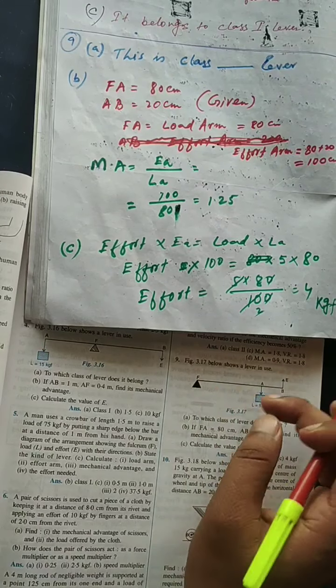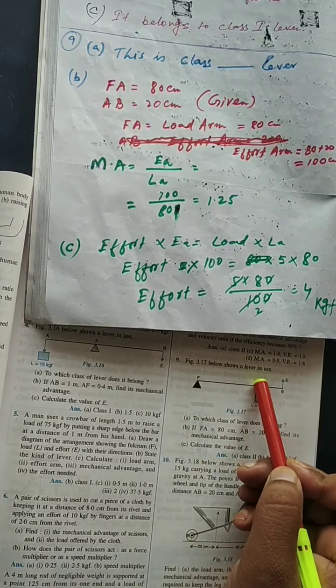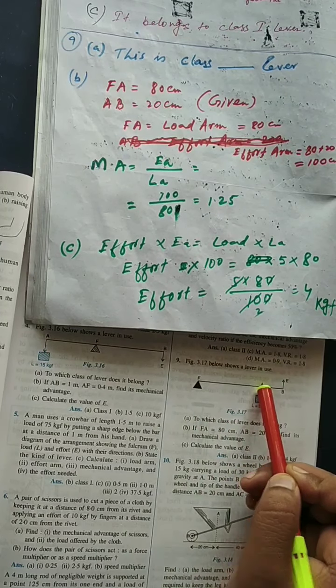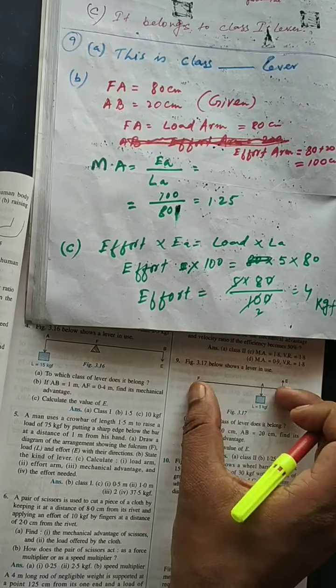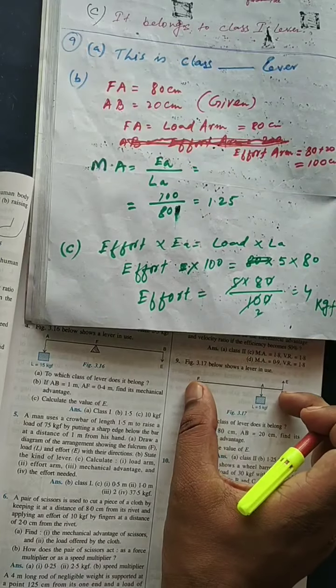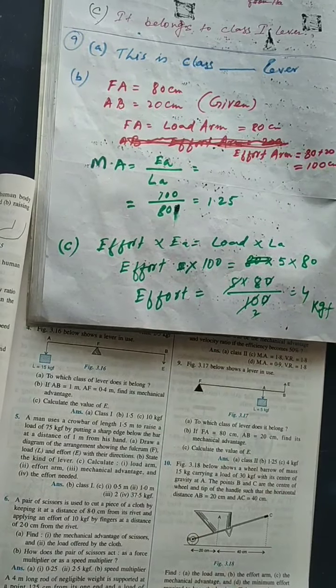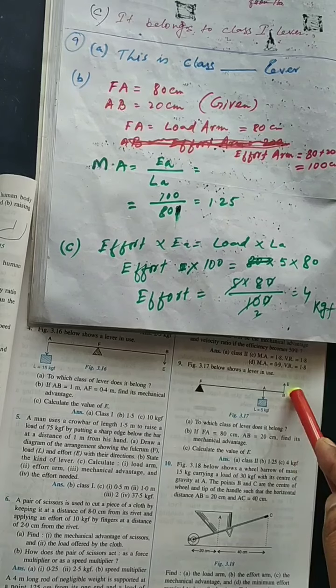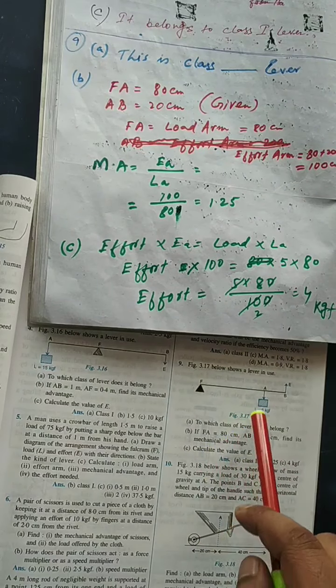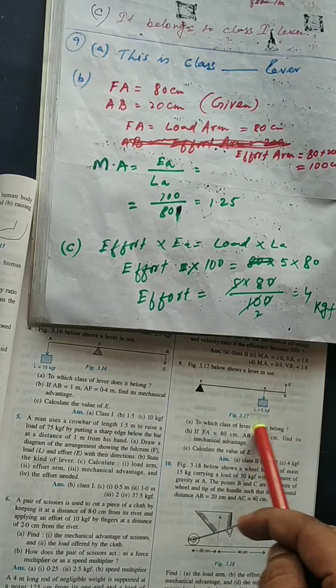So total will be 20 plus 80. Fa equal to 80, from here to here 80 and from here to here 20. So total will be 80 plus 20. That will be the effort arm, means effort arm will be 80 plus 20, 100 centimeters. So we get the effort arm, we get the load arm. Okay, we get the load.